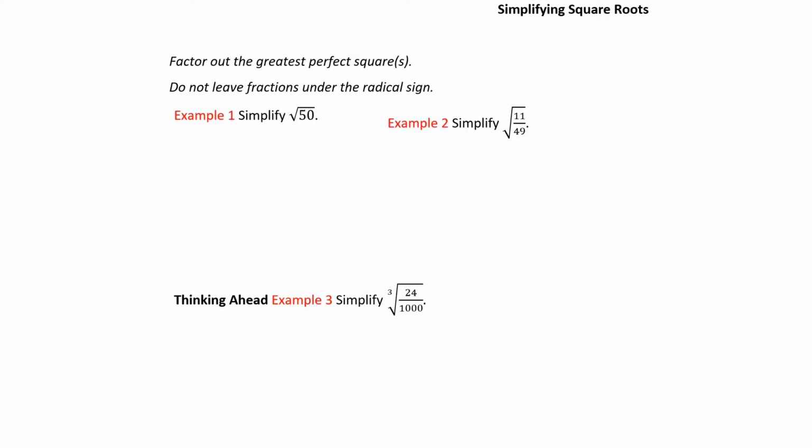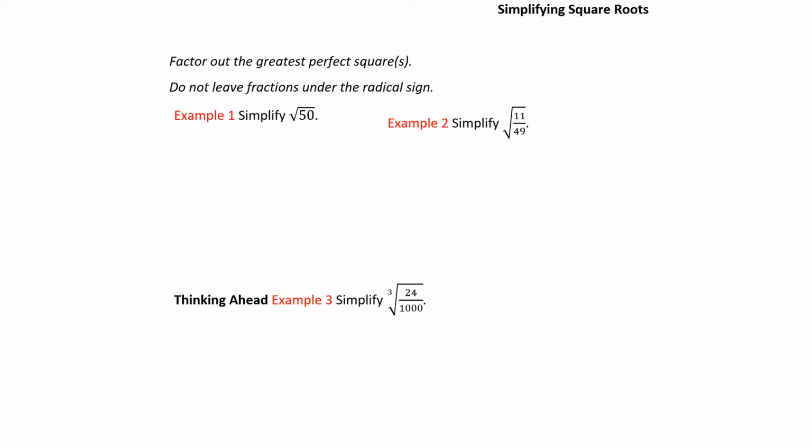To simplify a radical means to factor out the greatest perfect square if it's a square root, or the greatest perfect cube if it's a cube root. And so in these three examples, we're asked to do that. When we look at 50, we try to think of the factors. What are some things that go into 50, like 5 and 10? But a better example would be 25 and 2, because 25 is a perfect square.